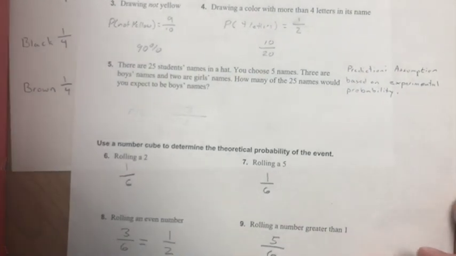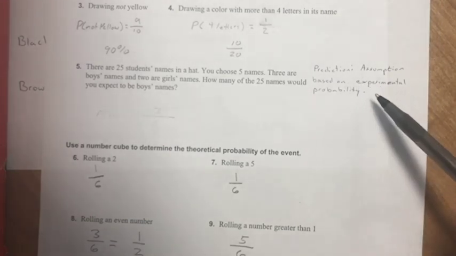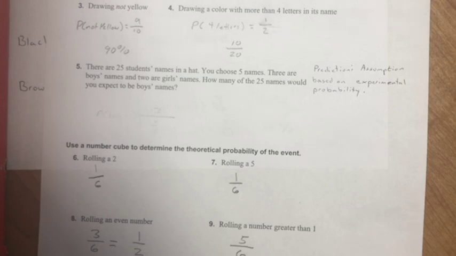All right, so we're going to go back to number 5. It says that there are 25 students' names in a hat. You choose 5. 3 are boys' names and 2 are girls' names. How many of the 25 names would you expect to be boys' names? And what we're basically doing is making a prediction. This is not in your notes, but I'm going to give you a Mr. Lewis definition here. A prediction is an assumption based on experimental probability.